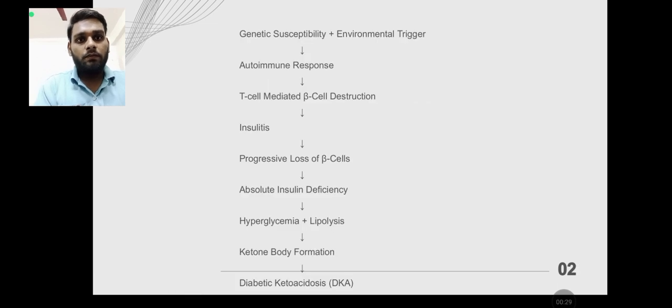This is the flow chart of the pathology of type 1 diabetes. Genetic susceptibility plus environmental trigger, autoimmune response, T cell mediated beta cell destruction leads to insulitis, then it leads to progressive loss of the beta cells and absolute insulin deficiency. Then hyperglycemia plus lipolysis causes ketone body formation and diabetic ketoacidosis.